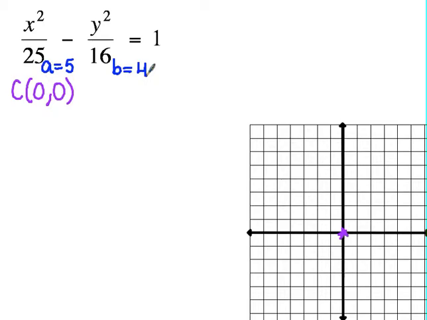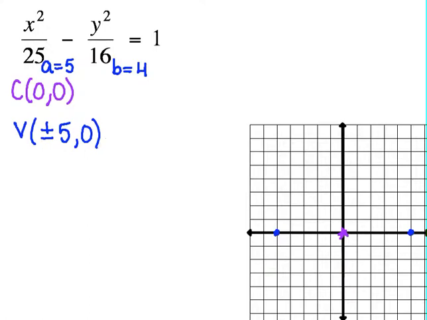So now what do I do from here? From the center, 5 over, and 5 over. Why are we doing 5? Because a is 5. Okay. So my vertices are at plus and minus 5, 0.